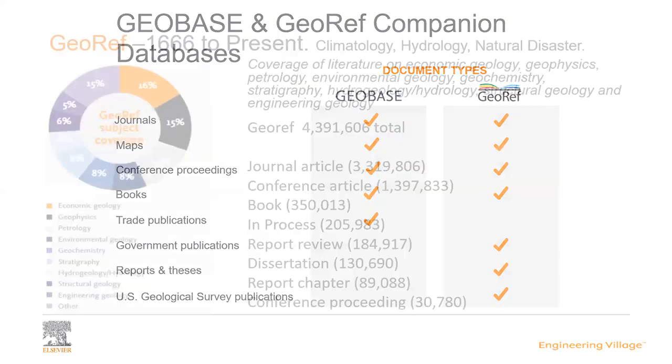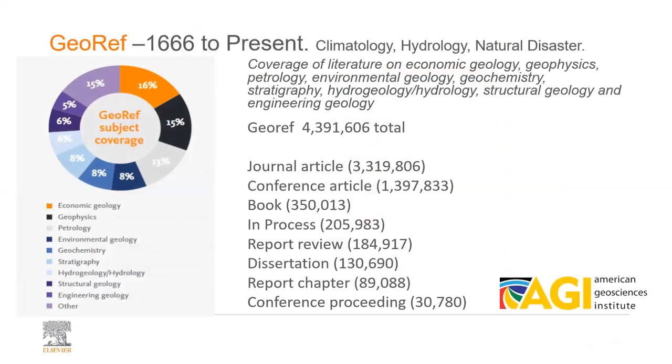So let's take a little bit of a deep dive into what each database represents. What are the numbers to date and what's the flavor of the index? GeoRef is an abstract and index database produced by our partner, American Geosciences Institute. As the name implies, it's a true geology and geography reference database of various publications. It flows all the way back to 1666 and gives us a window into publications focused on geology, hydrogeology, structural geology, engineering geology. To date, there are over 4 million records represented, and of course, this grows every week.